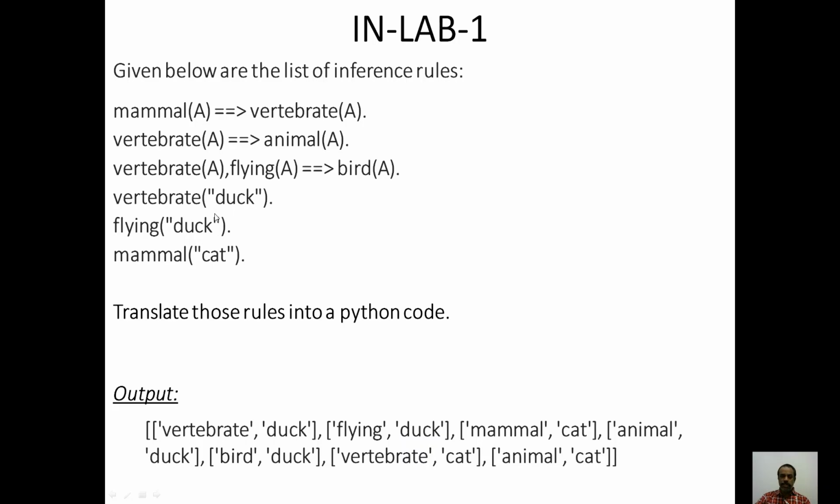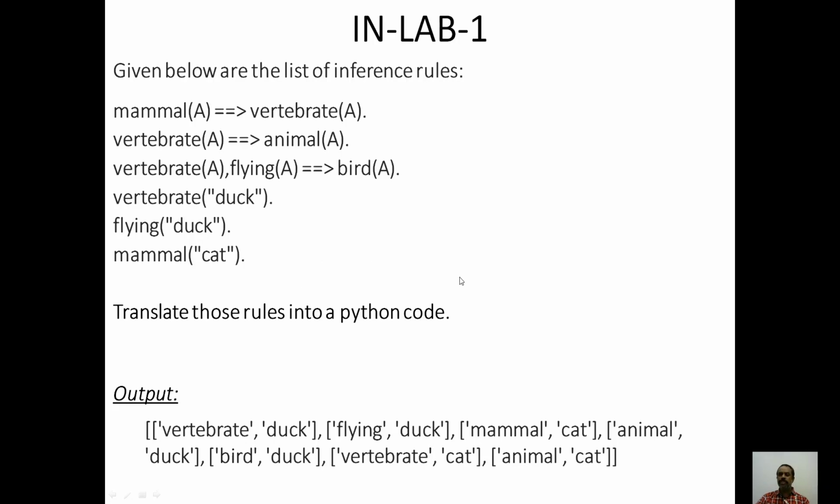So we see from these given 6 inference rules, the last 3 rules, we can definitely say a duck is a vertebrate, duck flies, cat is a mammal. See, vertebrate duck, flying duck, mammal cat. So you need to find out certain other inference rules based on these facts and given this set of inference rules and add them to the initial list of rules. So Python code is to be written.